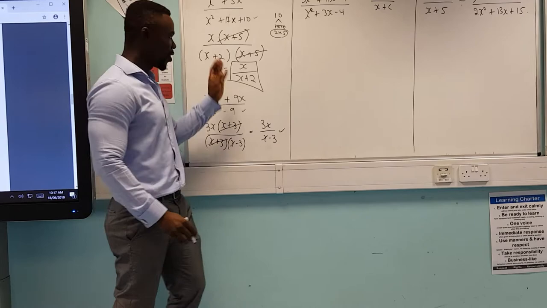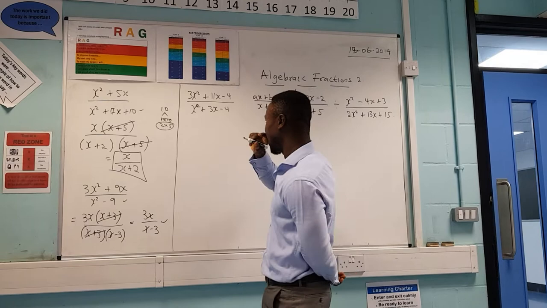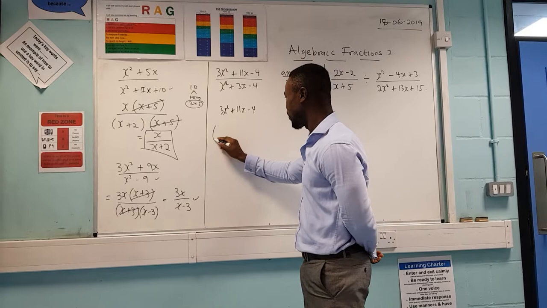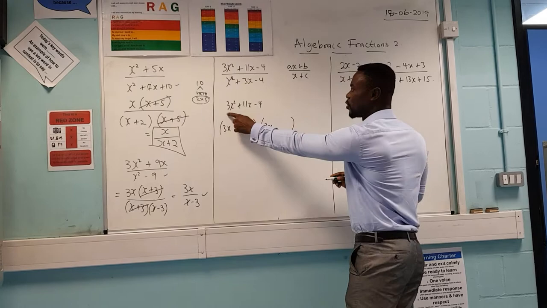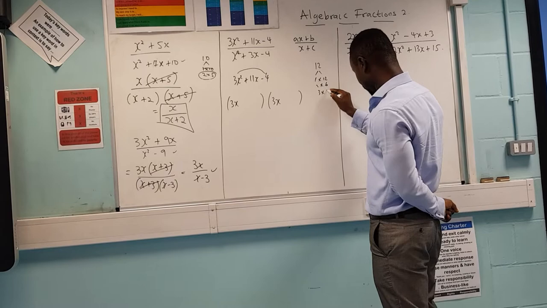Now this one says, write this in the form of ax plus b over x plus c. So follow the same process. Let's factorize this one out. I'll do it one by one so you can see how we do the top one. So we have 3x squared plus 11x minus 4. Remember in my video, I said we can write here 3x, write here 3x. Now do 3 times 4, that is 12. Write down your factors of 12: 1 times 12, 2 times 6, 3 times 4. Now we need to make positive 11 and minus 12.